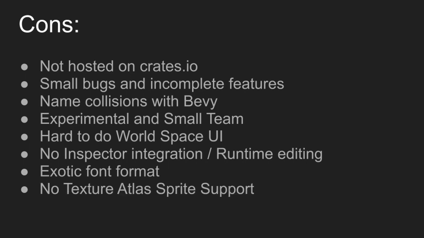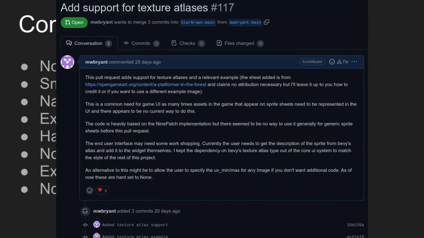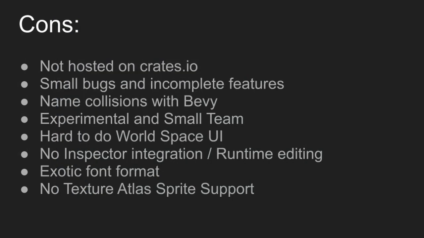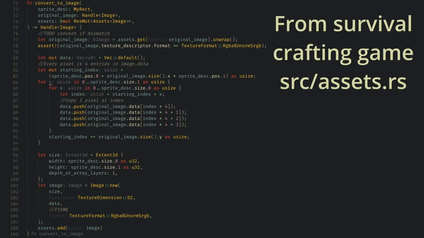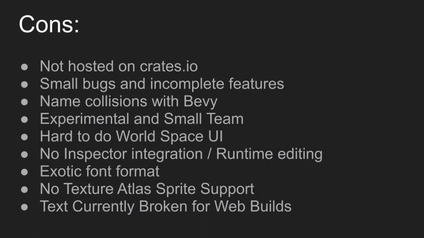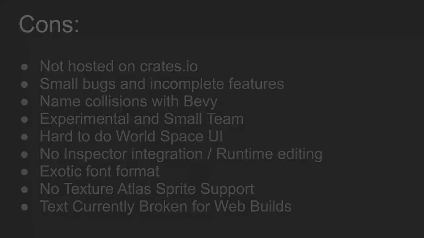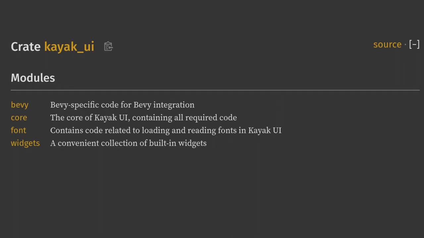The biggest con, however, for me is not being able to use sprite sheet images in UI. Bevy also has this problem, but for Kayak, I've opened a pull request that's being reviewed, which will add this feature. Until this lands, I have a code block that can copy the data out of a sprite into a standalone image and then use that handle in the UI. Overall, though, this has become my favorite way to do UI in Bevy, and I love the extensibility of the widget system. Now on to Kayak's API layout.